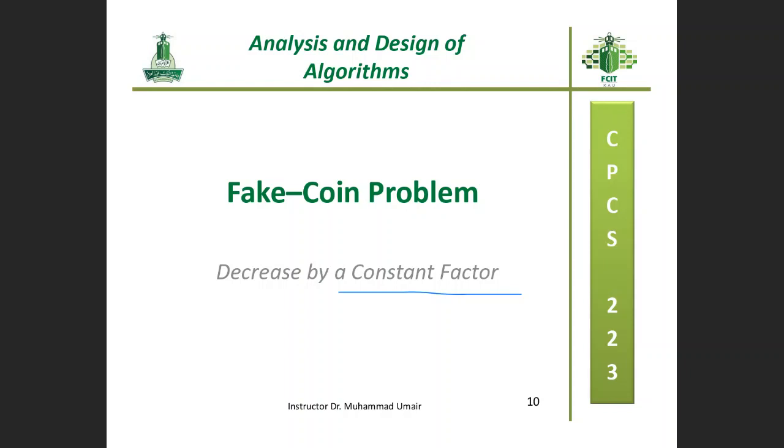By a constant number. Usually when you are designing an algorithm, you decrease by a constant factor. What is that factor? Usually that is 2. Okay, so the idea is very good. Your idea is fine, that you have to divide those coins into 2 groups and put them on a weighing scale. Now there are 3 possibilities. One is both sides stay the same. So it means no coin is actually fake.